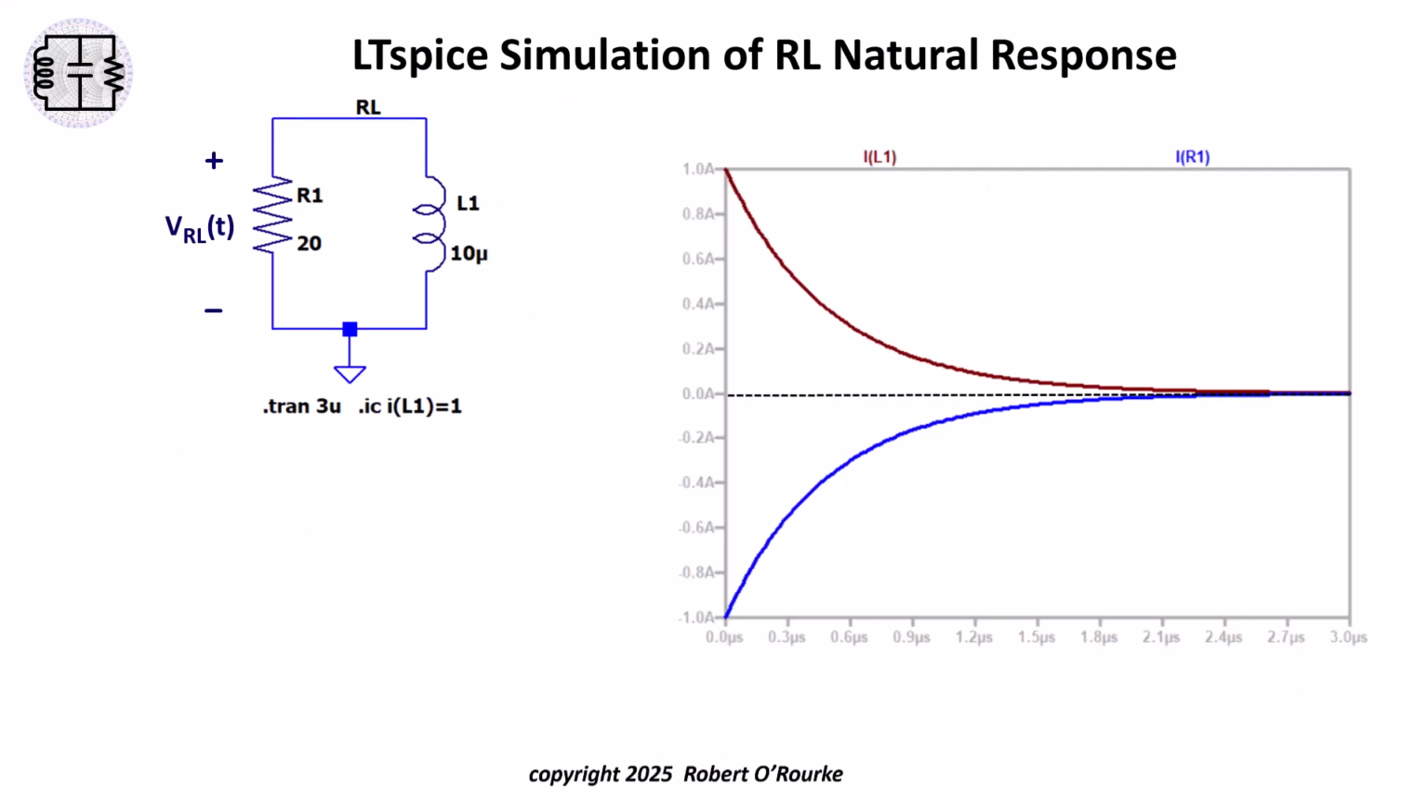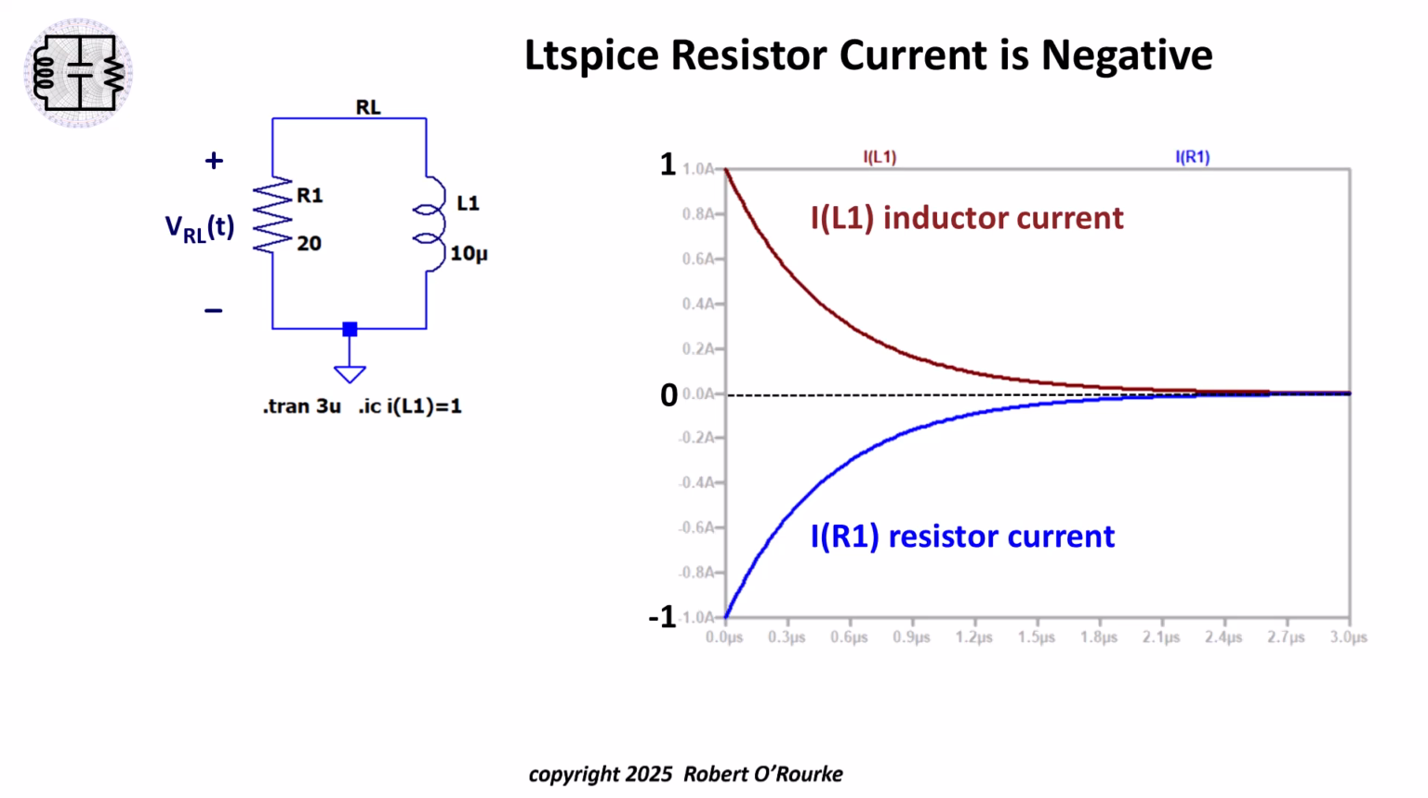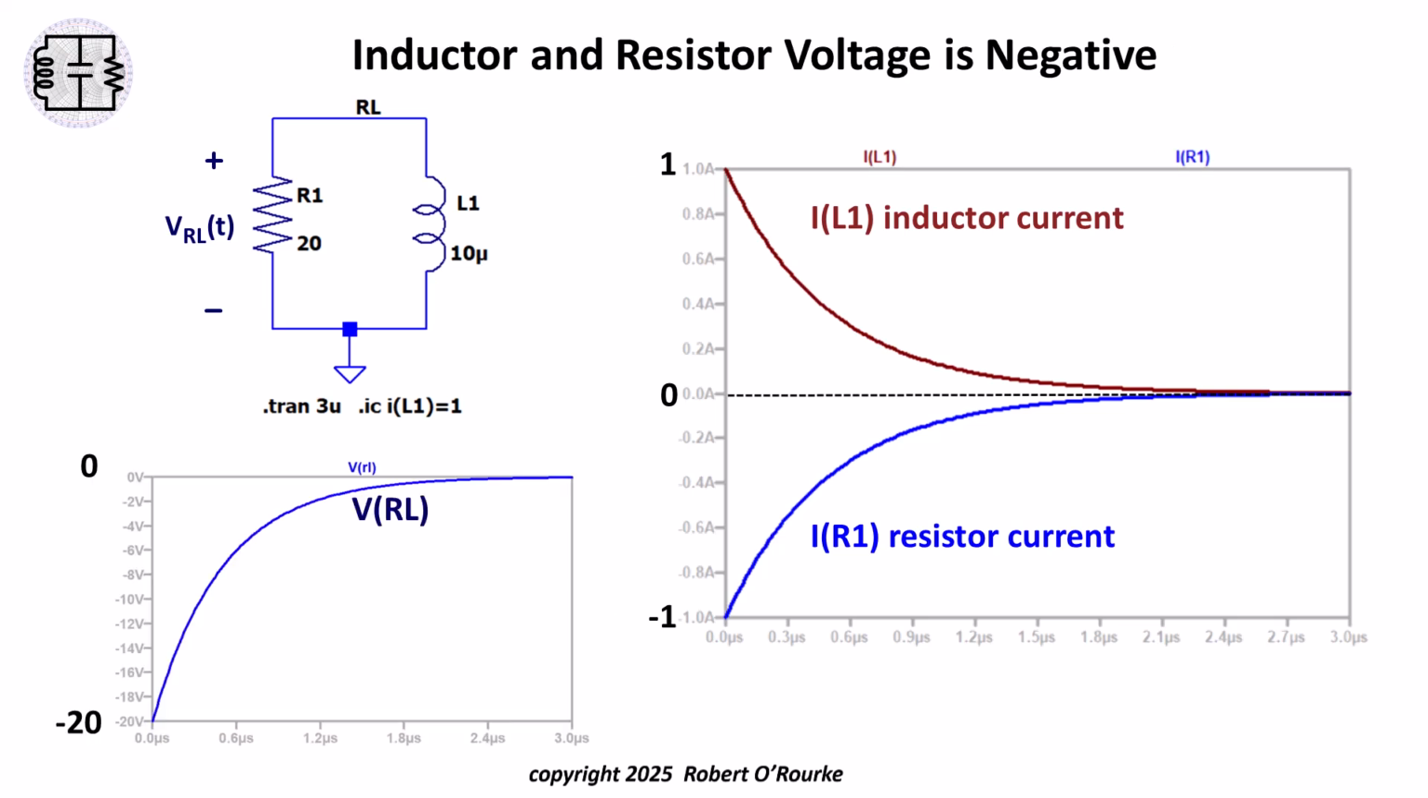Here is an LTspice circuit simulation of the RL natural response. The initial condition inductor current decays exponentially from 1 amp to 0. The resistor current is negative relative to the direction of the voltage reference polarity V sub RL set by the inductor current with the plus at the top. The resistor current goes from negative 1 amp to 0. Matching the polarity of the resistor current, the voltage V sub RL across both the resistor and the inductor is negative, going from minus 20 volts to 0.